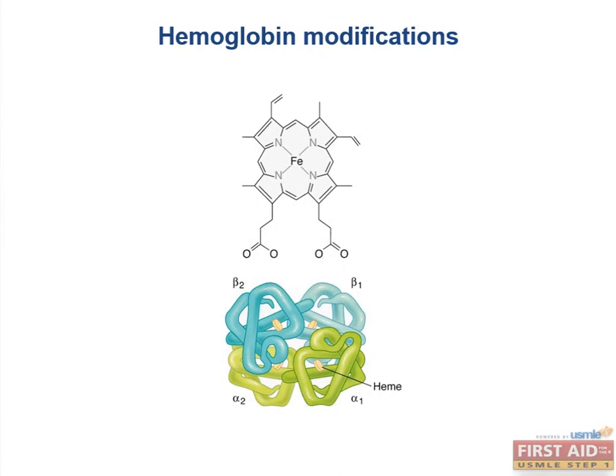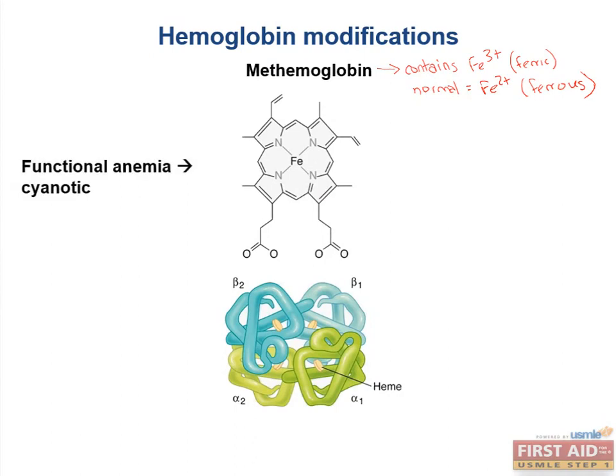Let's talk about a couple of highly testable conditions that can modify the effectiveness of hemoglobin, leading to tissue hypoxia from decreased oxygen saturation and content. Methemoglobin is the oxidized form of hemoglobin, containing the ferric Fe3+ iron rather than the ferrous Fe2+ iron. This form of hemoglobin is less effective at binding oxygen, and the patient gets a functional anemia. They can also become cyanotic.